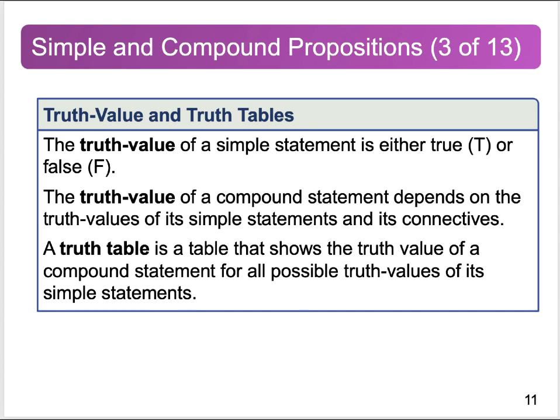Now, the truth value of a compound statement is going to depend on some rules and the type of connective that's being used. So we'll look at some of the truth values for some of these compound statements here in just a minute. A truth table is going to put all of the possible truth values of these compound statements using all possible truth values of the individual simple statements. So we'll put this all together so you get an idea of how this works.